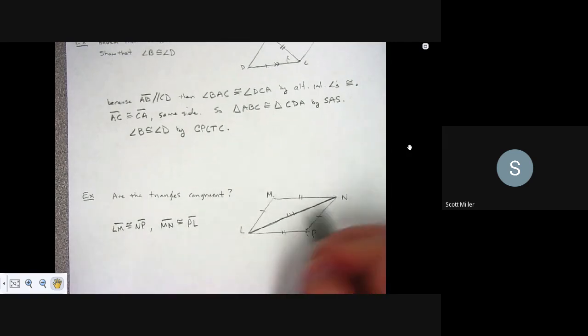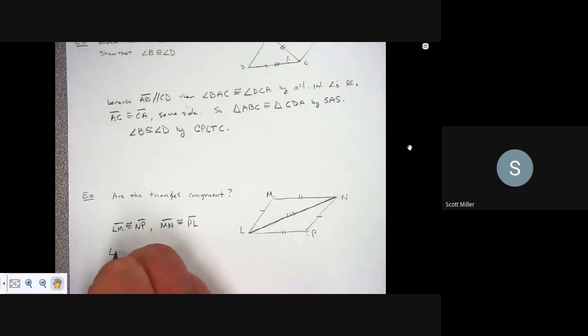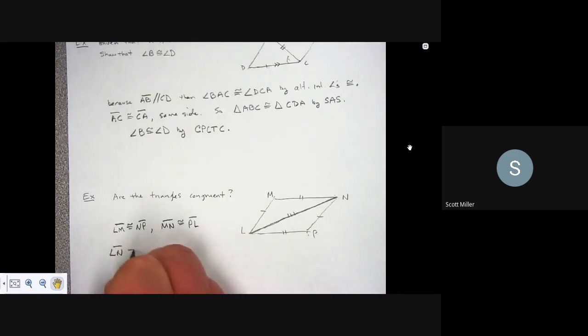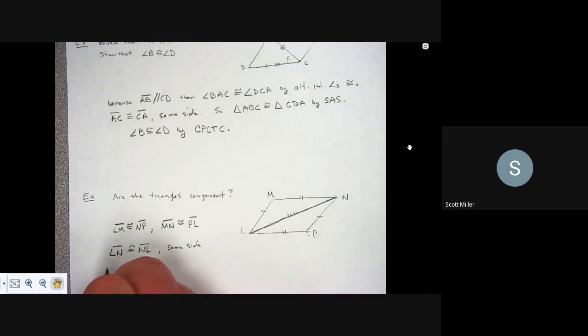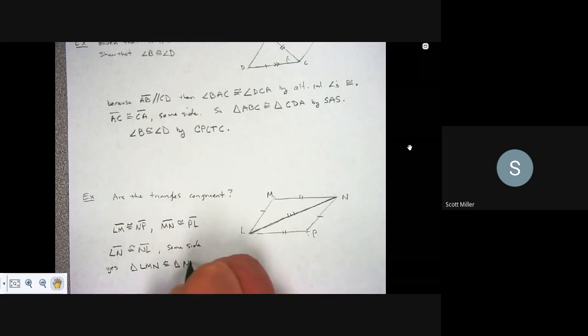And then this one, LN, will be congruent to NL because they are the same side. So are the triangles congruent? Yes. Triangle LMN is going to be congruent to triangle NPL by side, side, side.